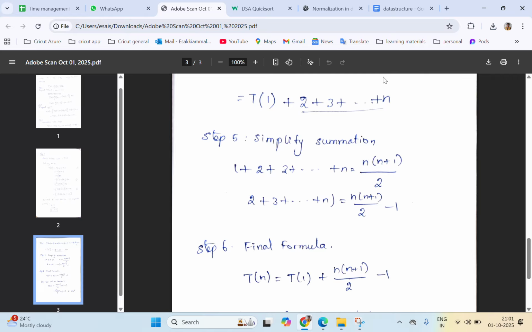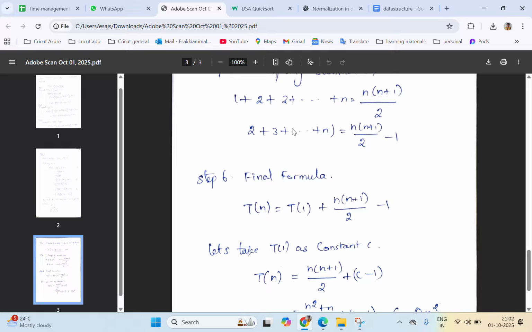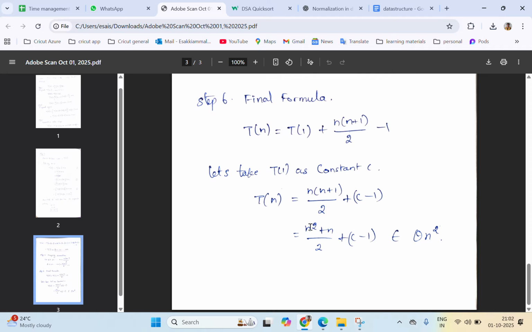To simplify this, the sum of natural numbers formula is n(n+1)/2. But here we don't have 1, so for 2 plus 3 plus up to n, we take n(n+1)/2 with the 1 included, and then subtract 1. So T(n) becomes T(1) plus n(n+1)/2 minus 1. If we expand, n times n plus 1 gives n squared plus n. One general rule is that whenever we have n squared, it is the dominant term, so the time complexity will be Theta(n squared).